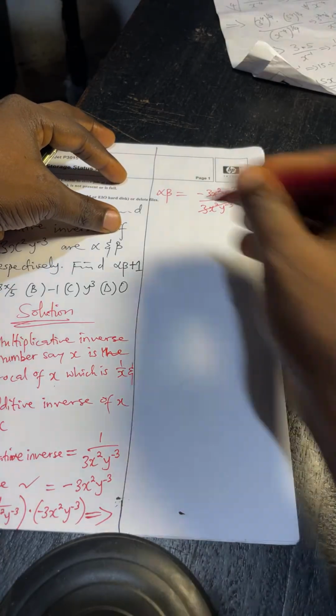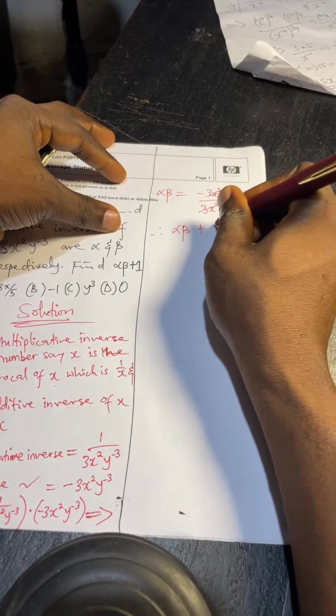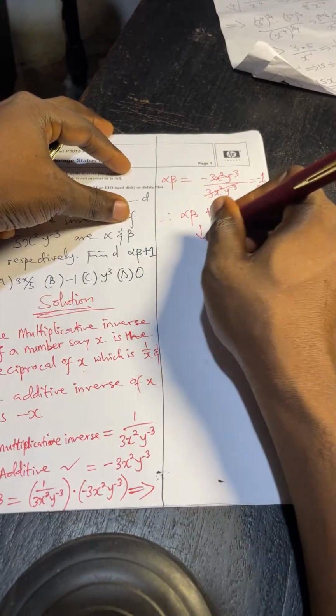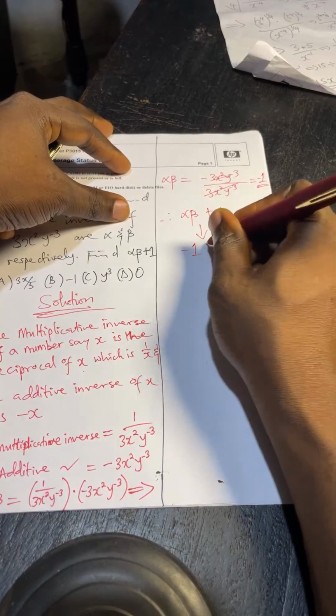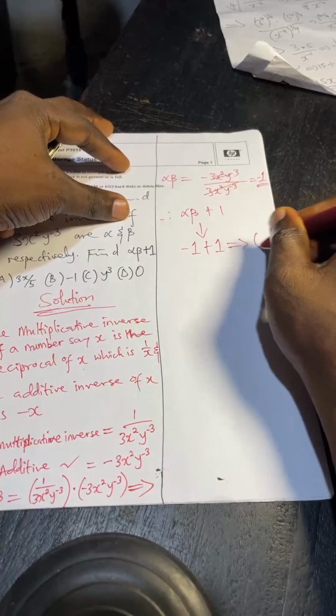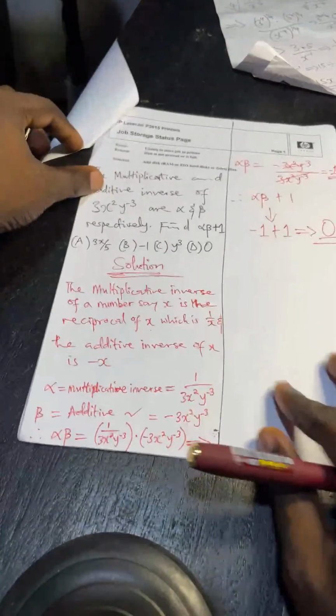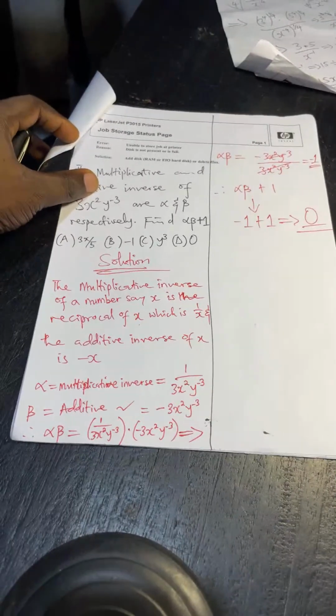That is the answer. They asked you to find alpha beta plus 1, which is going to give you minus 1 plus 1. And minus 1 plus 1 is what? 0. Without wasting time. Are you seeing it now? Look at how we started. Look at how we ended it.